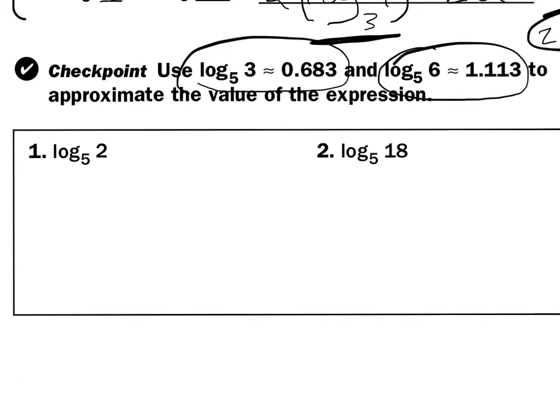I'm going to give you a hint for number 1. To do log base 5 of 2, you want to figure out a way of rewriting that number 2 using a combination of the 3 and the 6. And I'll give you a hint. You're going to want to use the quotient property here. And I think you might be able to figure out a way of rewriting 18 using some combination of 3 and 6 for number 2. We'll let you guys try that on your own.